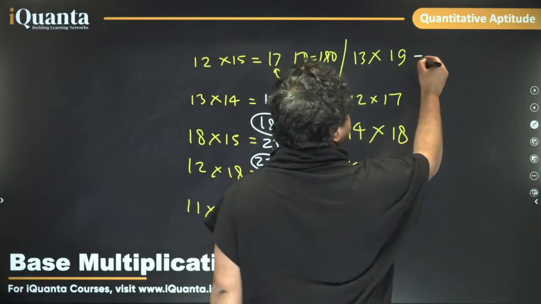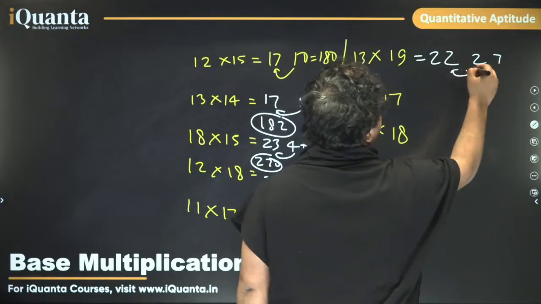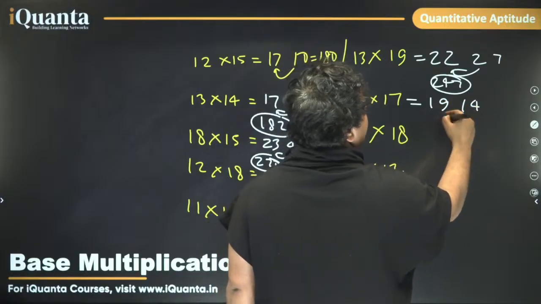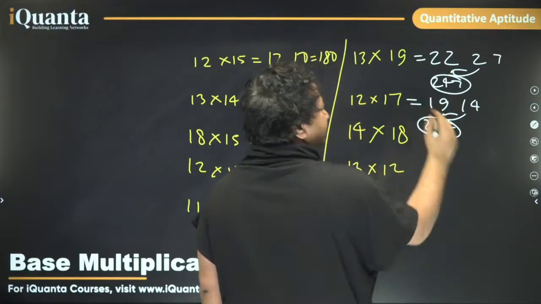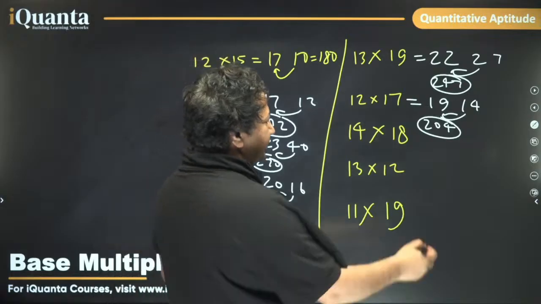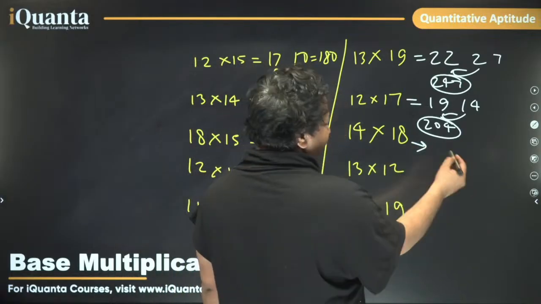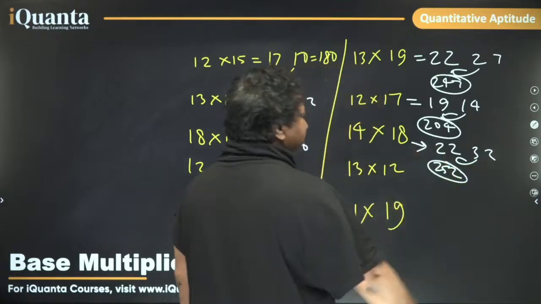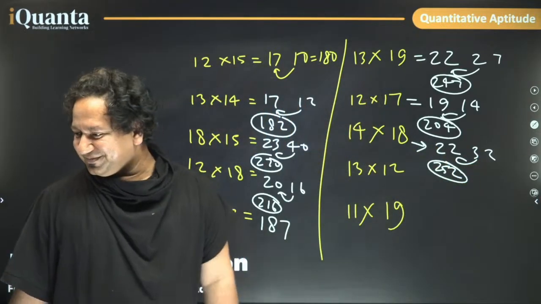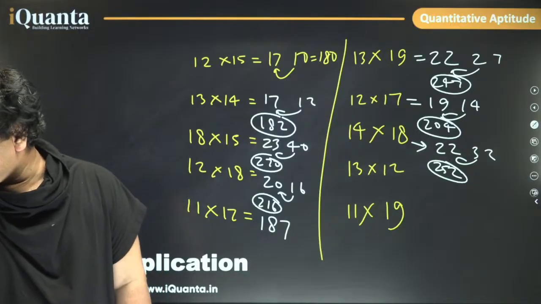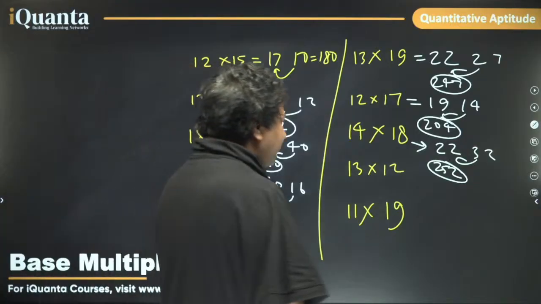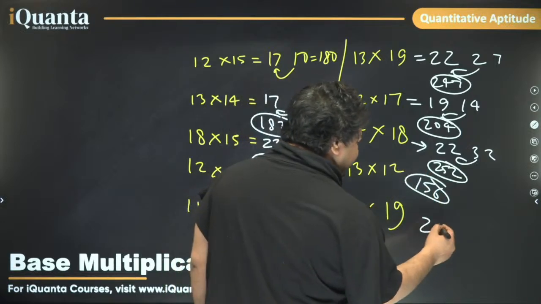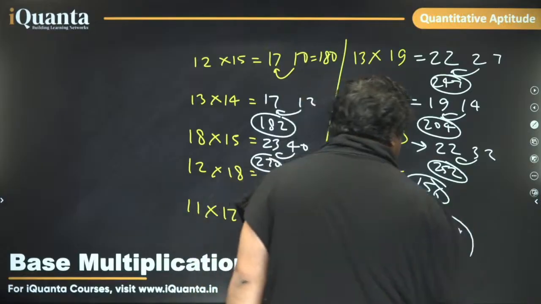13 plus 9 is 22, 3 into 9 is 27, 2 goes here, we have 247. 12 plus 7 is 19, 2 into 7 is 14, 1 goes here, we have 204. 19 plus 1 is 20. This 14 plus 8 is how much? 22. 4 into 8 is 32. 3 goes here, we have 252. Wow. Interesting now. Yes, Himang, exactly. That is base 10. 13 plus 2 is 15. 3 into 2 is 6. Done. 11 plus 9 is 20. 1 9 is 9. Done.